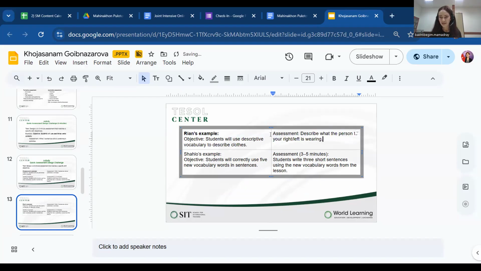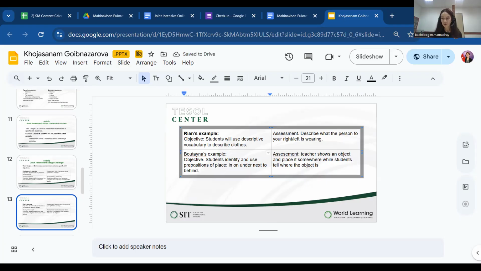Ryan: Objective: students will use descriptive vocabulary to describe clothes. Assessment: describe what the person to your right or left is wearing. Yes, of course, it helps, and they know what is right. And through this activity, students will also be able to learn about clothes. Thank you very much.